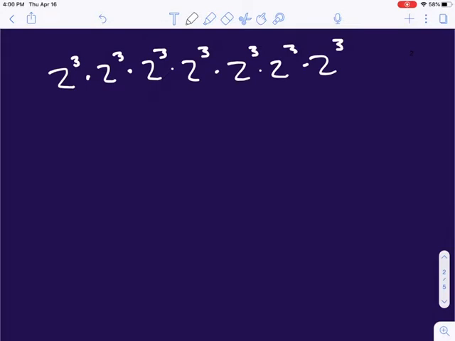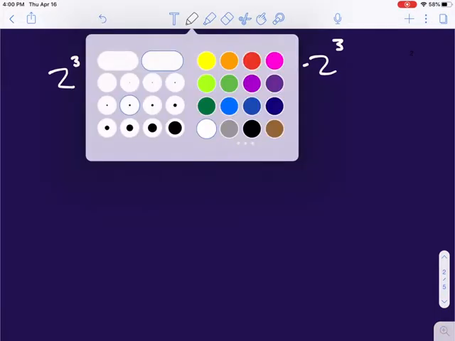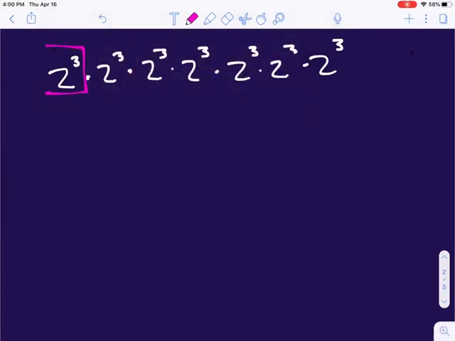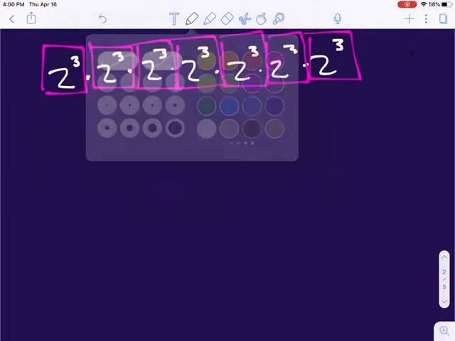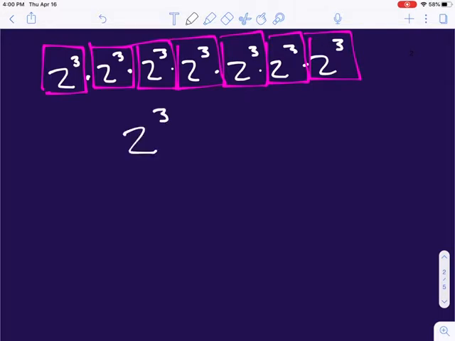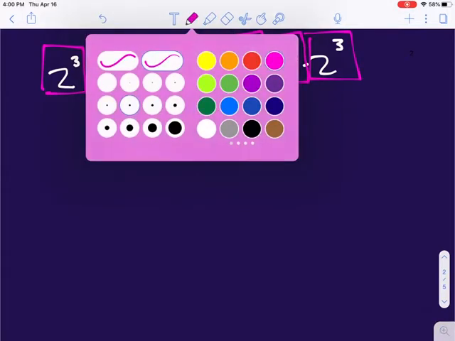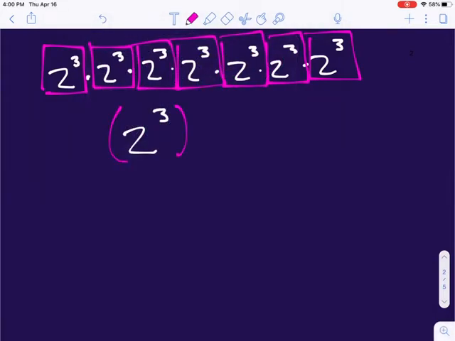So we should realize by now that what we've got going on here is a bunch of repeated factors, except this time the factor contains an exponent. So who's to say we can't take these factors and rewrite this using an exponent as well? I'm suggesting you can rewrite this as 2 to the third. This has become my base, but in this case the base contains an exponent, and then we are going to raise it to the power of how many times it was repeated.